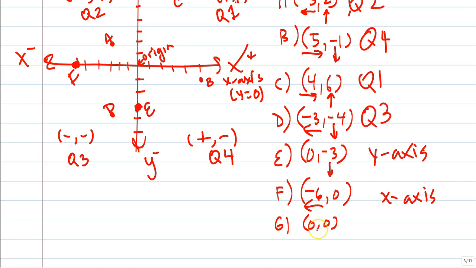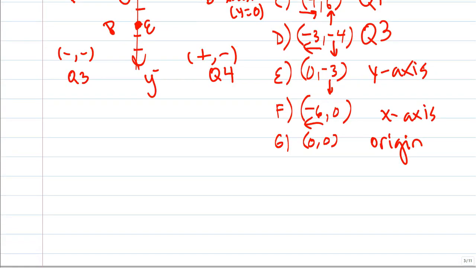And last but not least is 0, 0. Says just don't move at all. That would be G. And that is on the origin. We're almost done.